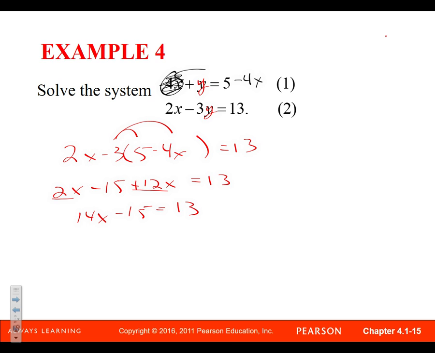So I'm checking my work. Looks right. I'm going to add 15 to this side to make this go away. So 14x is equal to 28. And you guys can see that x is going to have a value of 2, correct? Okay. So what's y equal to?